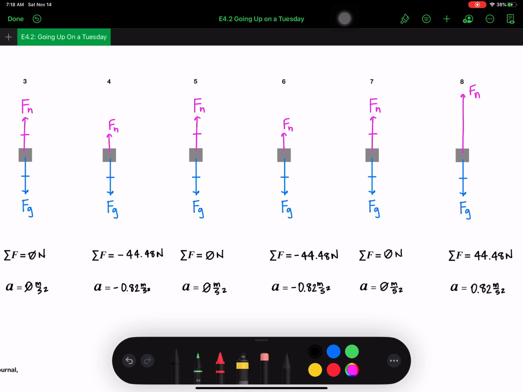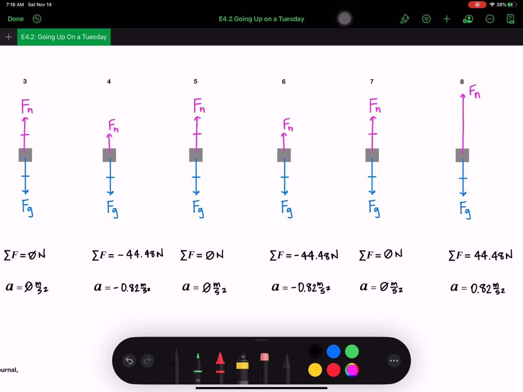So v points up and a points down in position 4. In position 6, the elevator is moving down, speeding up. So v points down and a points down. But you see that the free body diagrams are exactly the same for positions 4 and 6.